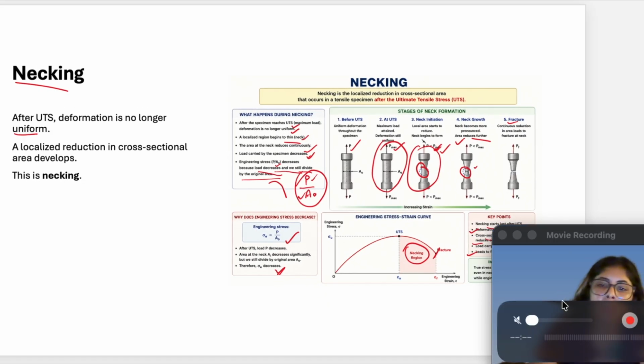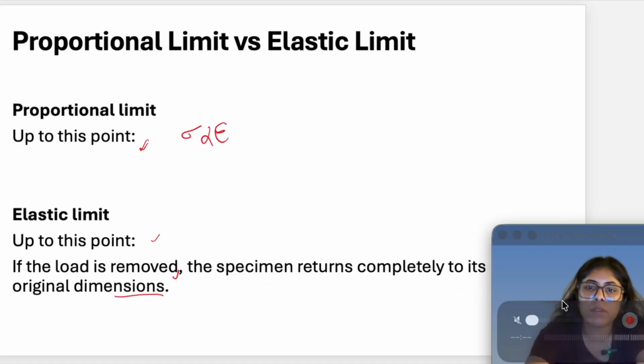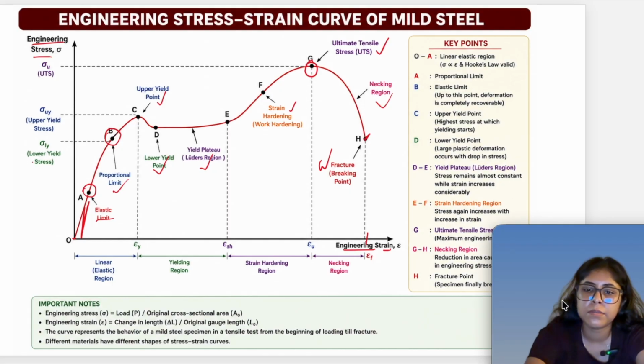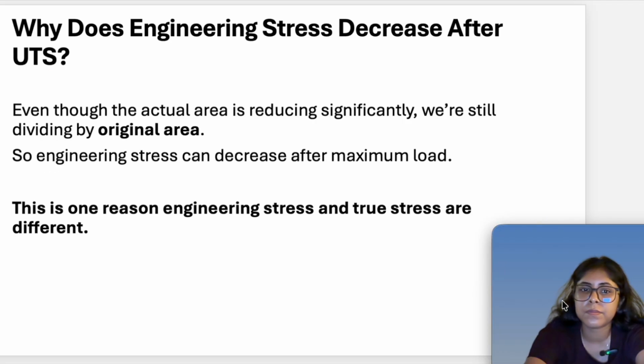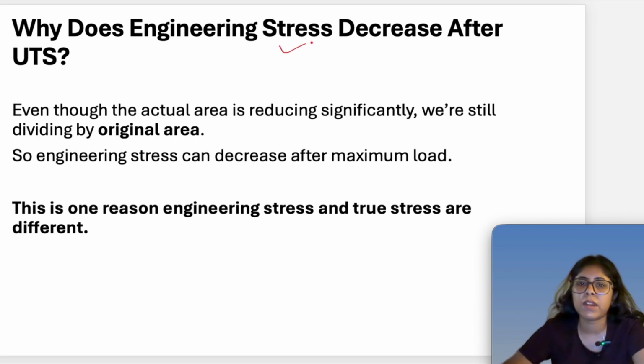So this is what necking is. After necking, you have fracture, and that's breaking. This is the final point where it breaks. So the question is, why does engineering stress decrease after UTS? I already explained this, because we are dividing by the original area.